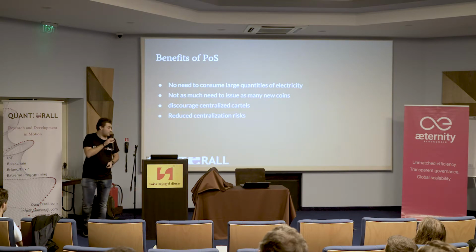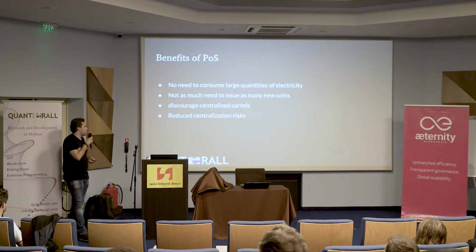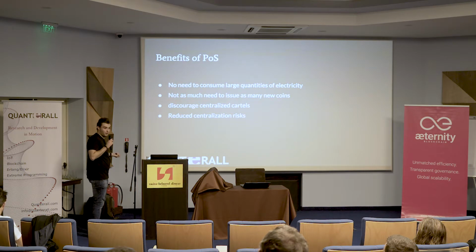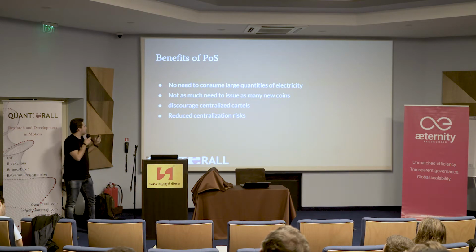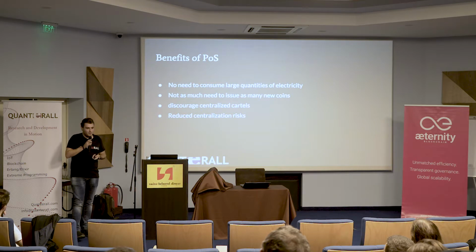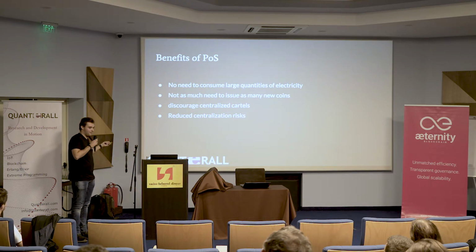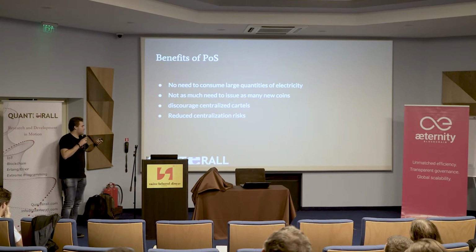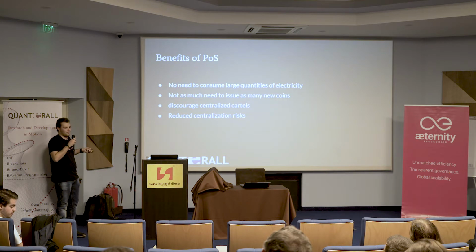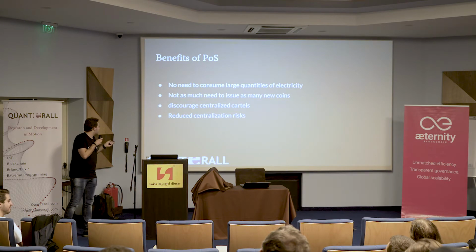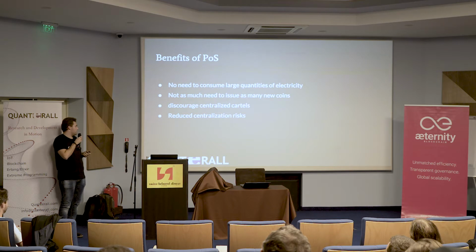What are the benefits of proof of stake? There's no need to consume large quantities of electricity, because it's not computationally hard like the proof of work algorithm, for example. There's not as much need to issue as many new coins, because the money needed for proof of work mining includes taxes for electricity and so on, and to stimulate people to get involved, they produce more and more new coins. There's no need for that here. Also, it discourages centralized cartels and reduces centralization risks.